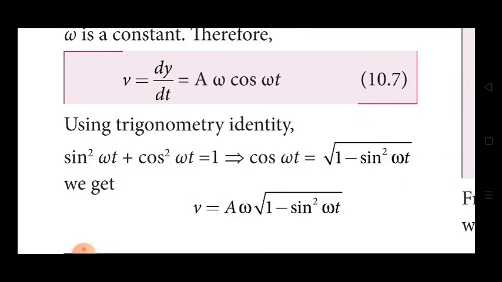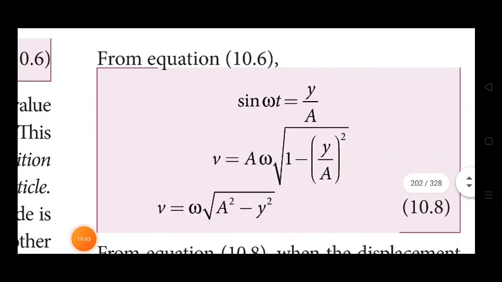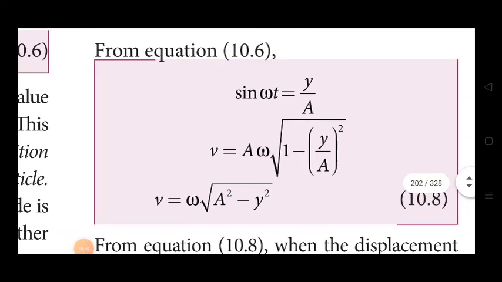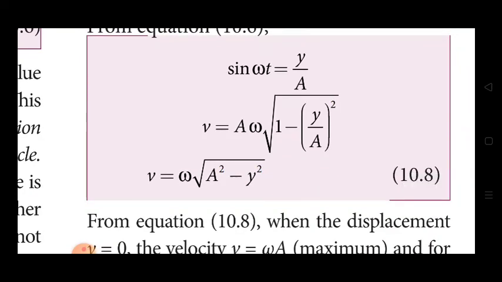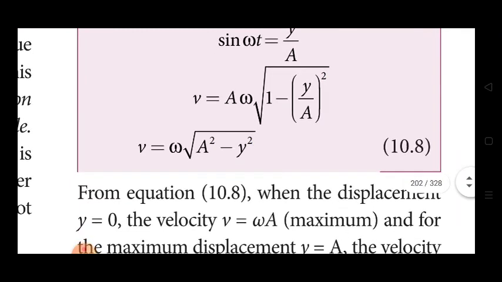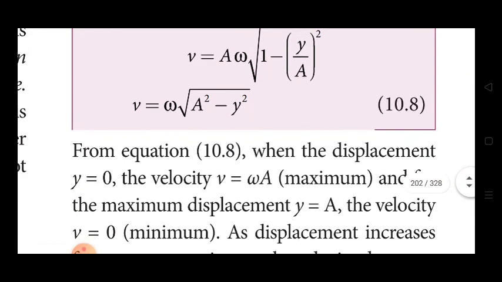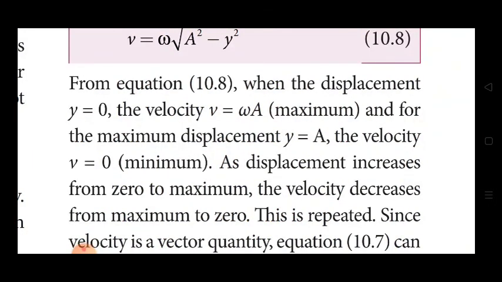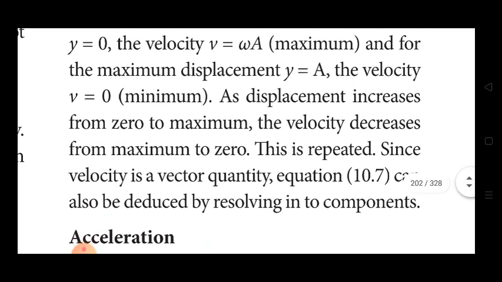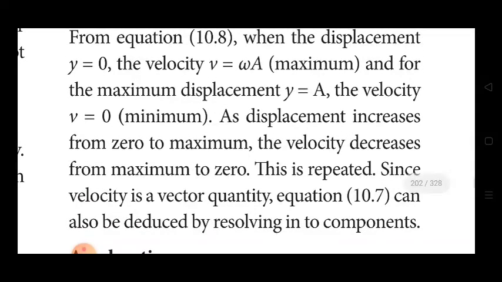From equation 10.6, sin omega t is equal to y by a, so v is equal to a omega root of 1 minus y square by a square. That means v is equal to omega root of a square minus y square. When the displacement y is equal to 0, the velocity will be a omega, and for the maximum displacement y is equal to a, the velocity v is equal to 0. As the displacement increases from 0 to maximum, the velocity decreases from maximum to 0. This repeats. Since the velocity is a vector quantity, equation 10.7 can also be derived by resolving into components.